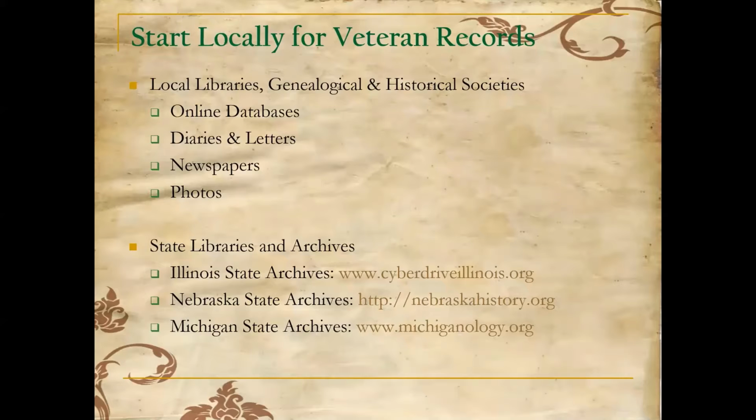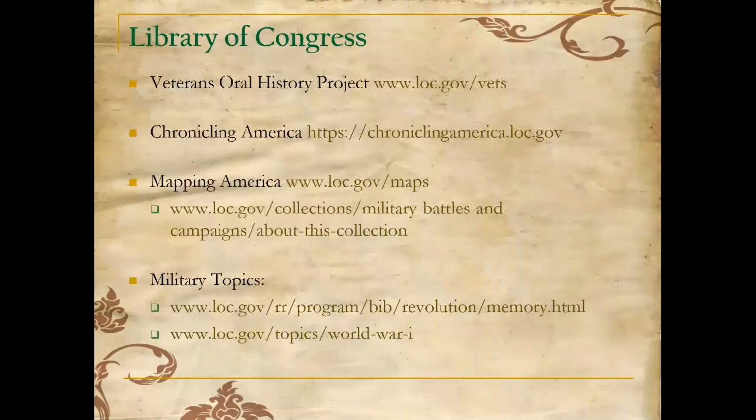So you've looked at your local library, you've looked at your state library. How about the Library of Congress? The Library of Congress, people have a tendency to forget that they are a public library. They are the nation's library. And they have a lot of resources that are going to be available for you when you're researching your military ancestors. So the obvious would be the Veterans Oral History Project.